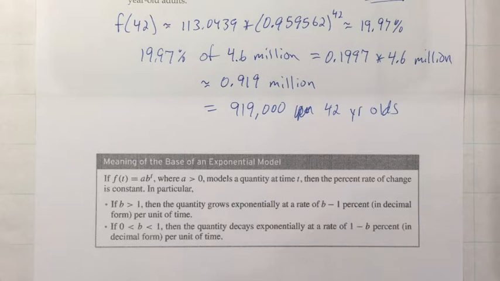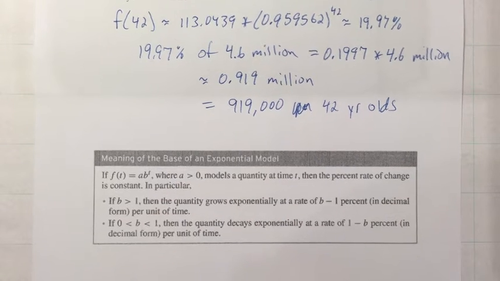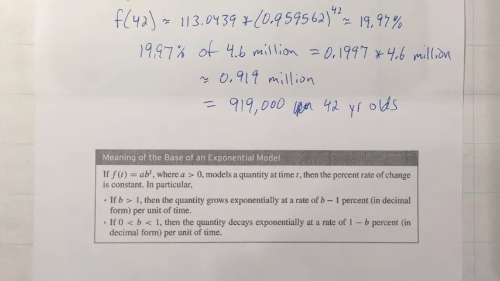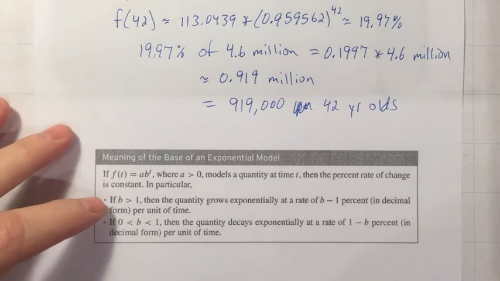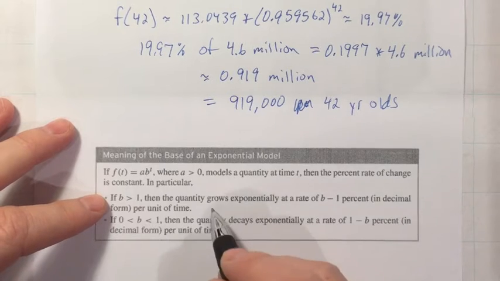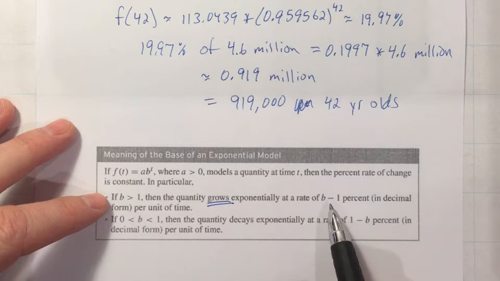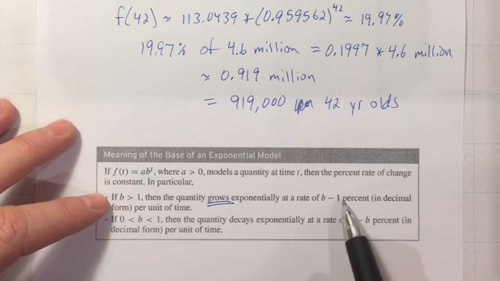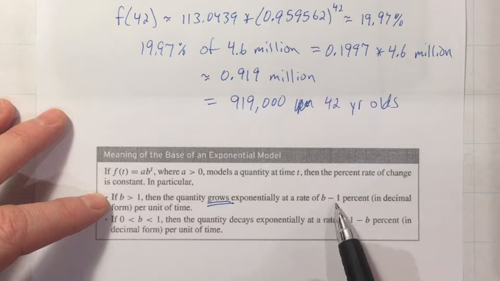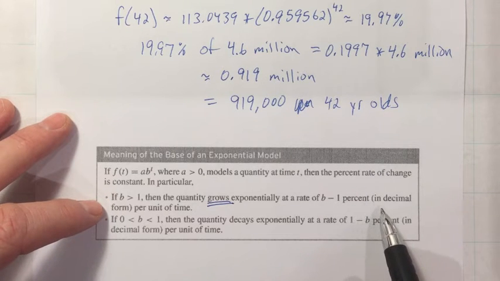All right, so one of the things they asked us to do on this problem was to interpret the base. So let's go ahead and think about that in general. So here's the meaning of the base of an exponential model. If f of t equals a times b raised to the t, where a is greater than 0, if that models a quantity at time t, then the percent rate of change is constant, and in particular, if the base is greater than 1, then the quantity is growing exponentially, and the rate of growth is the difference between the base and 1. And because the base is bigger than 1 and you want this rate to be a positive number, you do the base minus 1, and that would be the percent in decimal form.